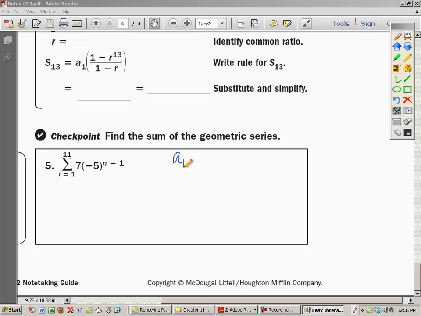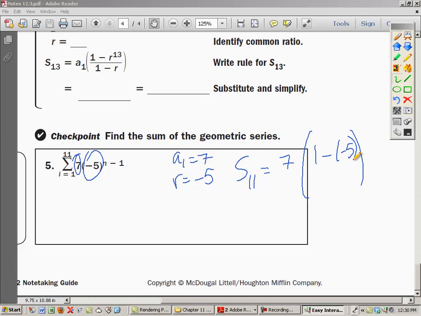All right, a sub 1 is equal to 7, because that's this number here. My common ratio is negative 5, because that's that number there. And so to find the summation of the first 11 terms, that becomes the initial value, a sub 1, which is 7. I want to multiply that by 1 minus the common ratio, which is negative 5, raised to the 11th power, because I want the first 11 terms, over 1 minus negative 5. Well, as you know, 1 minus a minus turns into plus. So on the bottom, this is really a 6.